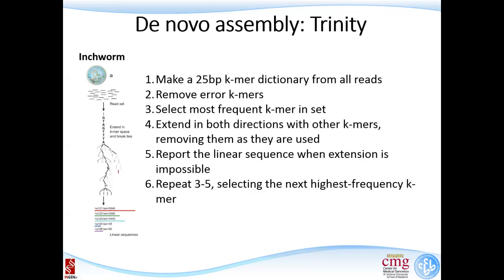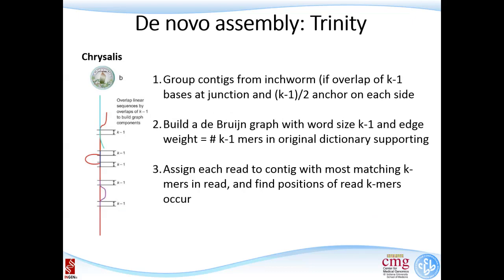You start by making a list of k-mers. You remove erroneous k-mers. And then you extend in both directions k-mers which overlap, based on the frequency. So you start with the most frequent k-mer, and then you extend in both directions, and you get a transcript. And then you drop down a level of frequency, you pick another k-mer, and then you extend both directions, you get another transcript. That's step one. Step two is that you're going to merge these different transcripts that you've identified into a De Bruijn graph, basically.